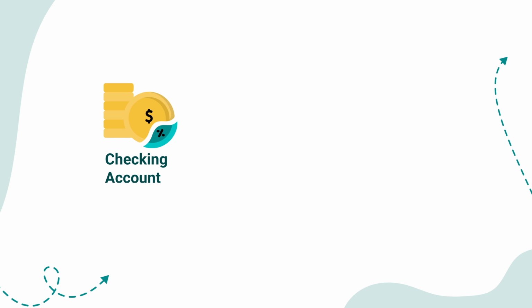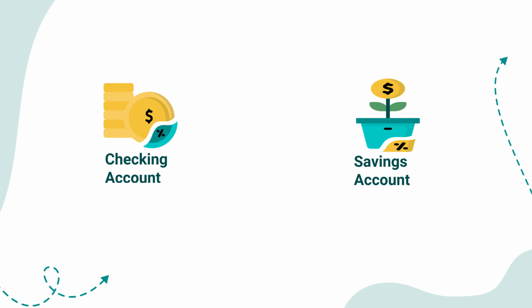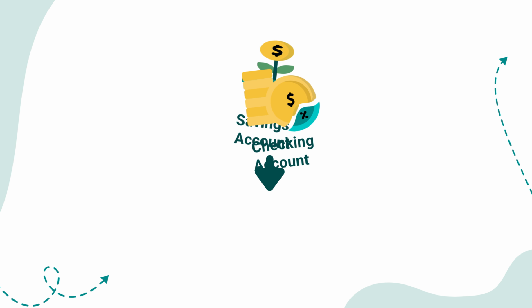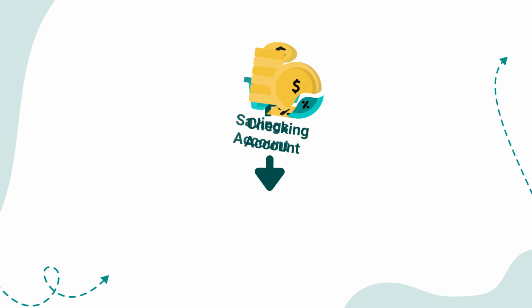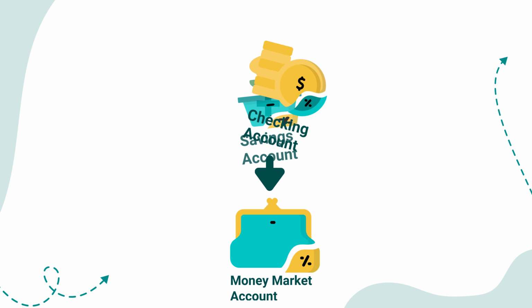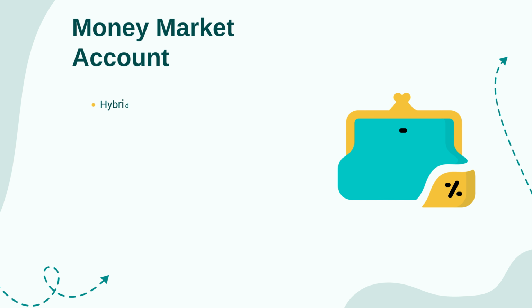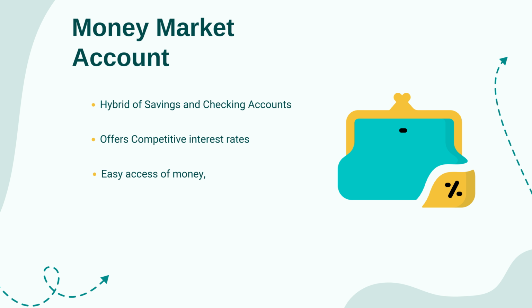Okay, let's say we have a checking account and then we also have a savings account. Think about all those capabilities I talked about earlier. If we bring those two types of accounts together, that is how we get our next type of account, which is the money market account. The money market account is a hybrid of a savings and a checking account. They offer competitive interest rates, which are very appealing. As well, you still have easy access to the money through things like a debit card or an ATM. The one thing about them is that they typically require a minimum balance, unlike some other accounts that I discussed earlier.